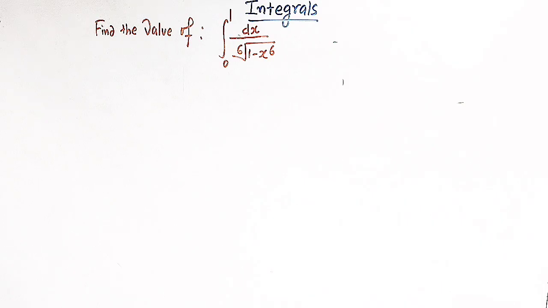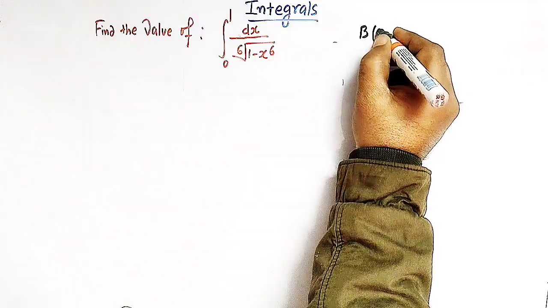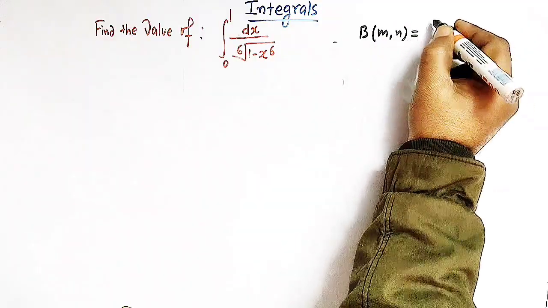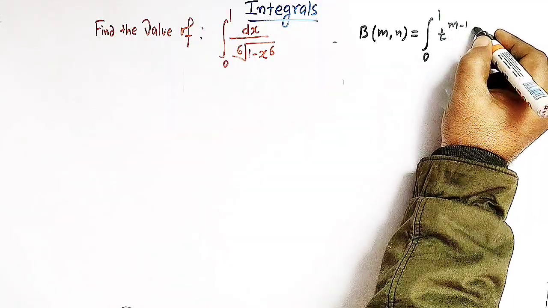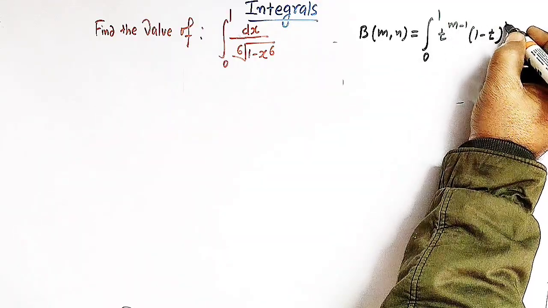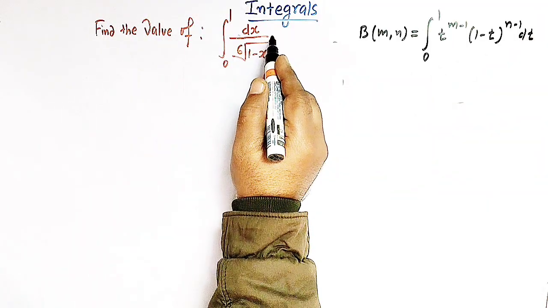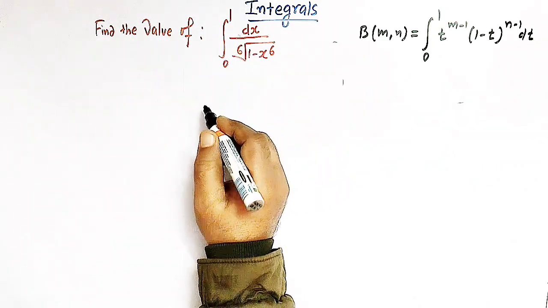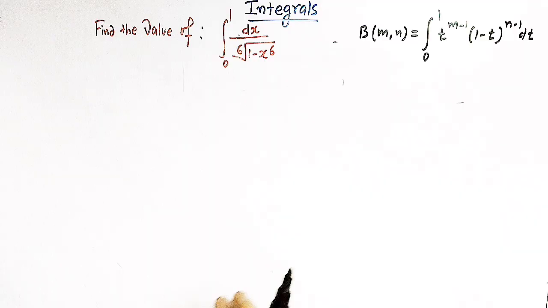So let us first convert this integral I using the method of substitution to the beta function, which is given by beta m comma n equal to the integral 0 to 1 of t raised to m minus 1 times 1 minus t raised to n minus 1 dt. So the first step is to convert this integral by method of substitution to this integral, and then we'll apply the properties of beta and gamma functions.